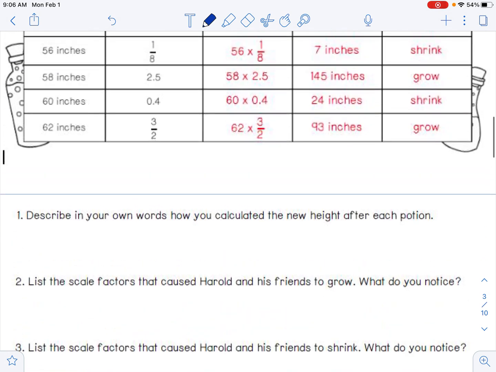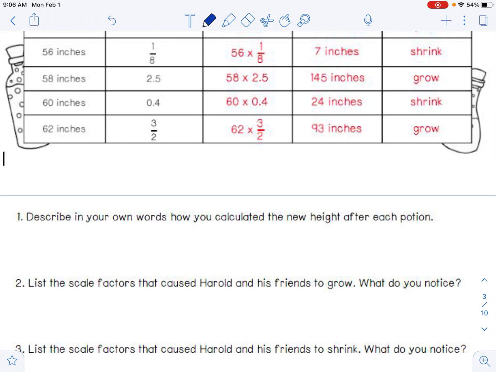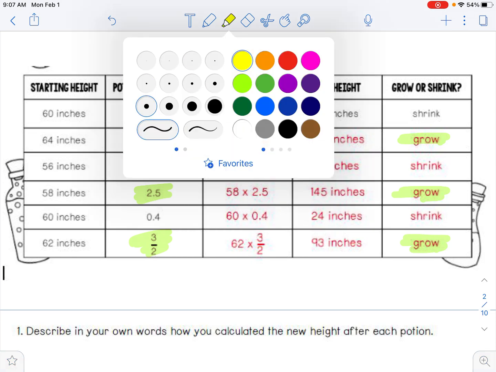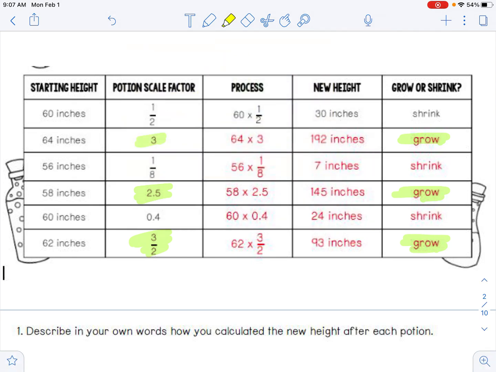It says, list the scale factors that caused Harold and his friends to grow. And what do you notice about that list? And then list the scale factors that caused Harold and his friends to shrink. And what do you notice? So I'm going to go back up to my table and I'm going to highlight the scale factors that made them grow. So maybe make that list 3, 2.5, and 3/2, and anything you notice about them.